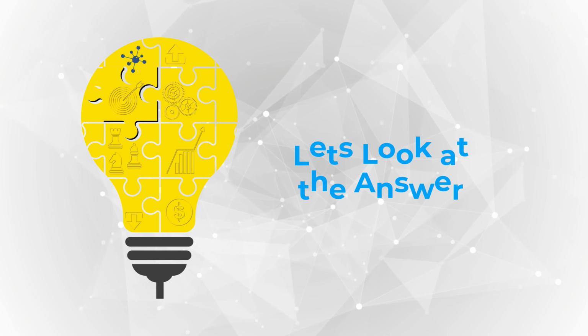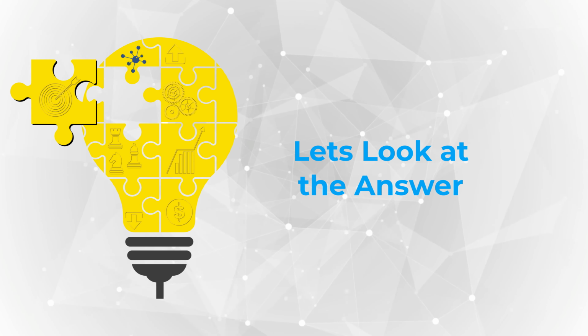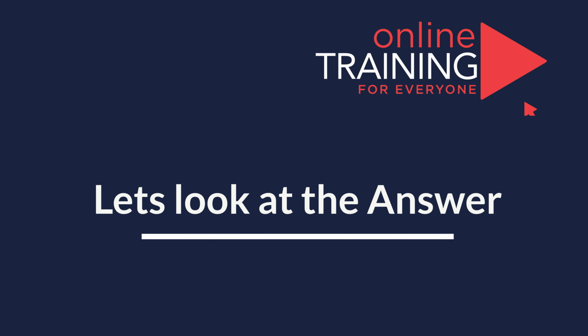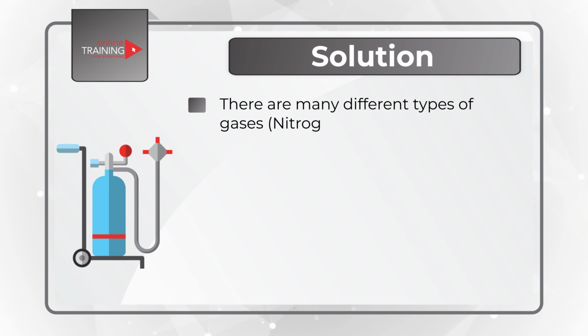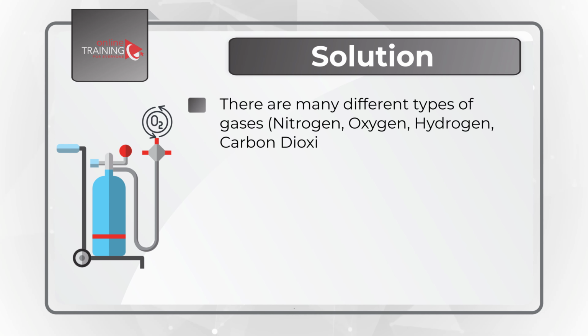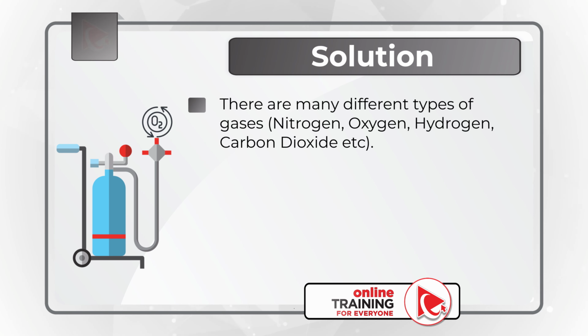Do you see the answer? The question is definitely worded very tricky, but the answer is very obvious. Let's look into details. Obviously, there are many different types of gases, for example, nitrogen, oxygen, hydrogen, carbon dioxide, and a lot of others.